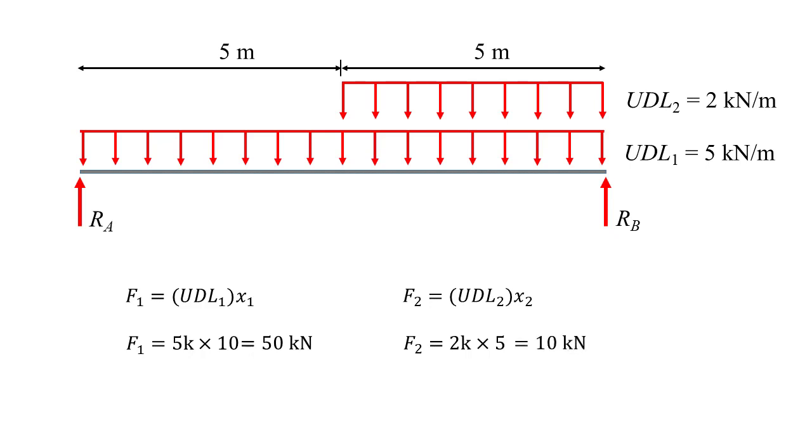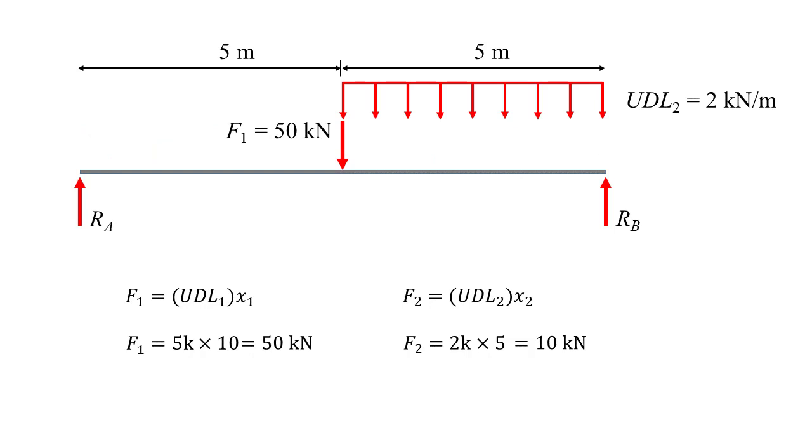Now that we know what the total load is for each UDL, we need to determine the points where they act. We already know from the last example that the equivalent point load of UDL1 is at the center of the beam because this is also where the center of mass is. We can now replace UDL1 with a point load F1 at 5 meters from the start of the beam.